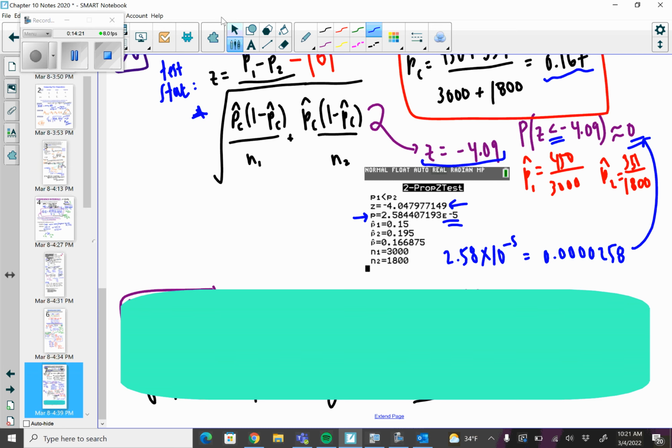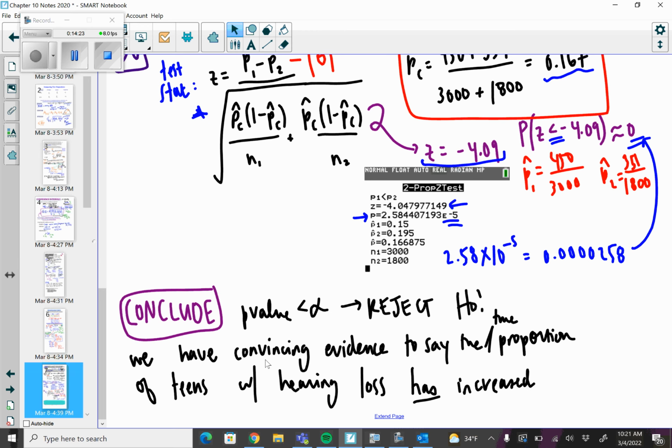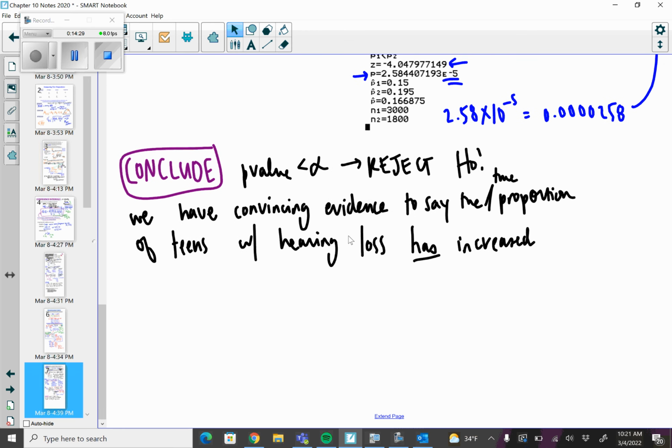What does that mean then for our conclusion? Well, our p-value is less than alpha. We are going to reject our null hypothesis, meaning we do have convincing evidence to say that the true proportion of teens with hearing loss has indeed increased. B asked us a really important question. B says, between the two studies, Apple introduced the iPod. If the results of the test are statistically significant, which they are because we rejected the null, can we blame iPods for the increased hearing loss in teens?